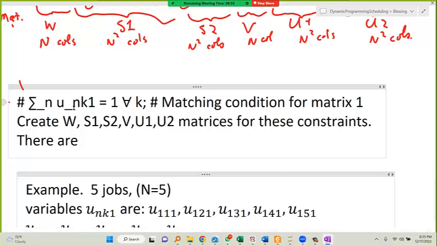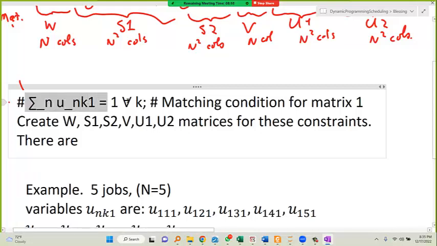Since there are 5 values of k, how many constraints are there? It's not the 25 you just did now. No, there's one constraint for each value of k. I'm talking about this set of constraints here, and I say for each value of k there's a different constraint. How many values of k are there?